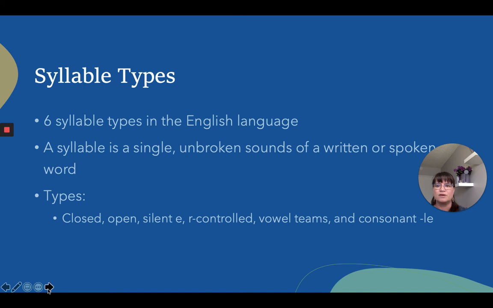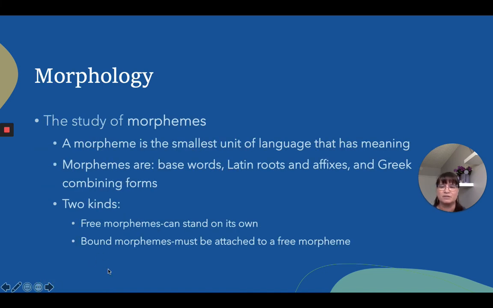So moving on, we're going to talk about morphology, which I happen to be writing a morphology curriculum for right now, so I'm very invested in this. Morphology is the study of morphemes, and a morpheme is the smallest unit of language that has meaning. You're probably most familiar with this because of Latin and Greek, which you probably learned as a student. And there are two kinds: free morphemes that can stand on their own, and bound morphemes, which have to be attached to a free morpheme.